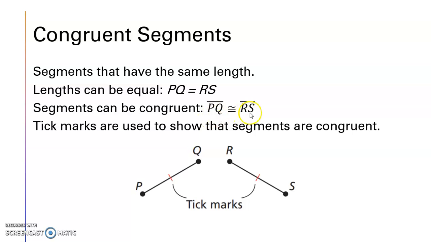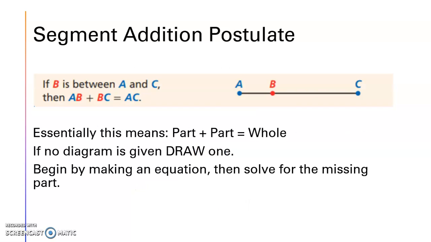You can easily go between equal and congruent by using the definition of congruence. Now, we also use tick marks on a diagram to show that segments are congruent. Notice these little lines that I put on the segments. That means those segments are congruent. Any segments in a diagram that have the same number of tick marks are going to be congruent. Let's take a look at another postulate next.